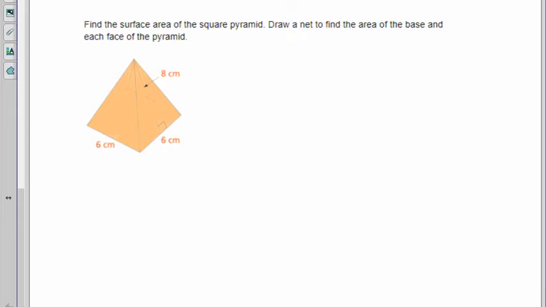Here's another square pyramid for you to find the surface area of. Draw the net. All right, start with your base and then fold your triangle sides down, and give it a try. We'll talk about it in class.